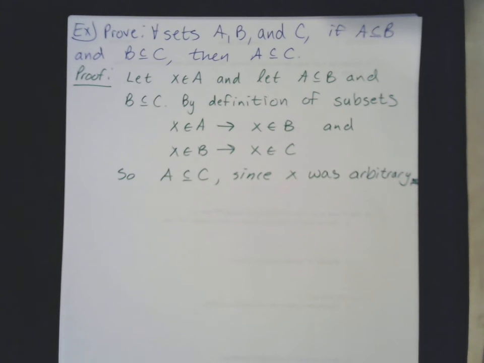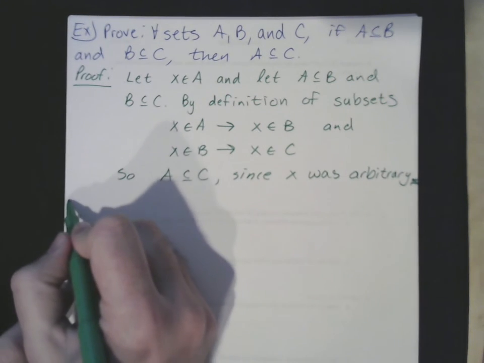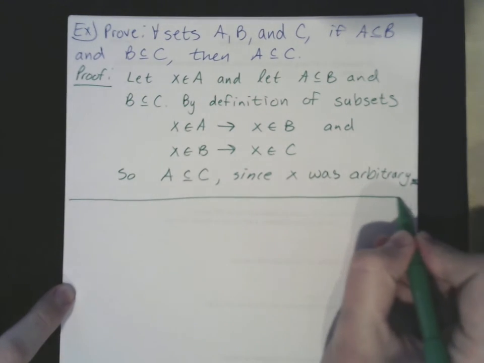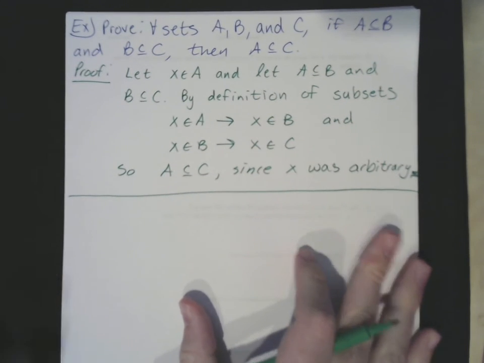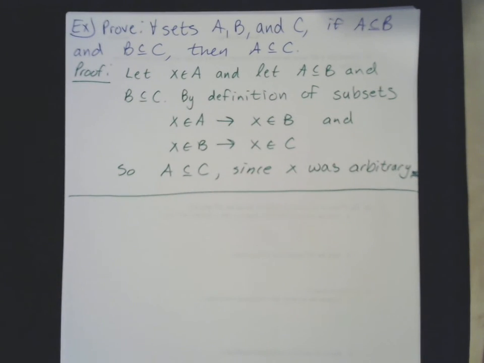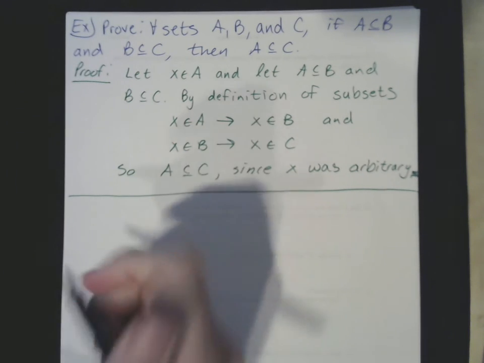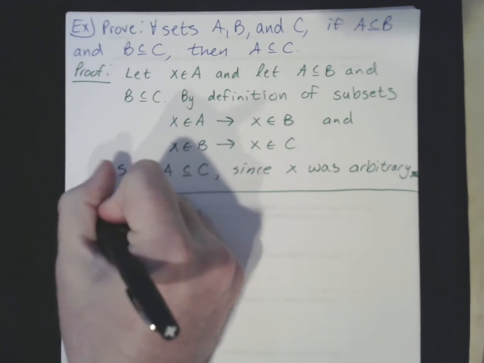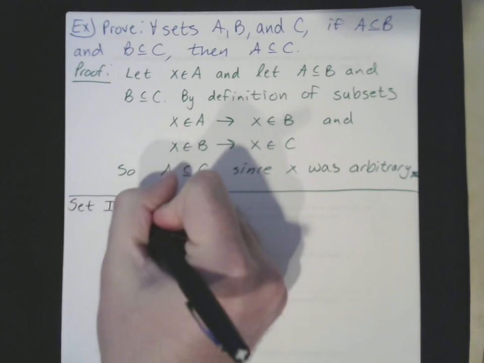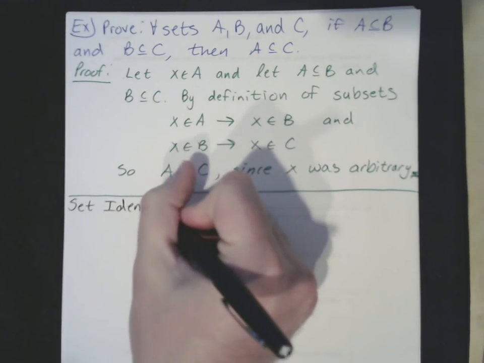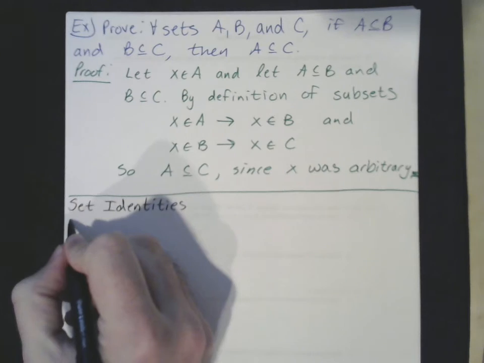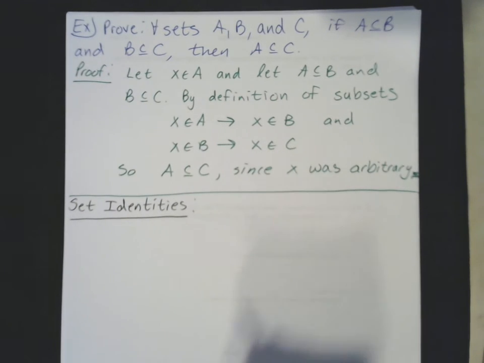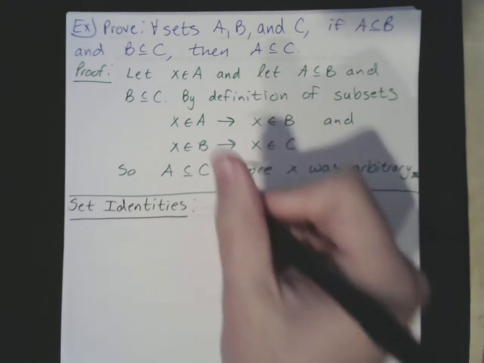And I believe the second relation, you may prove one or both parts of that in the homework. But it's a pretty straightforward proof just like these. And really what we want to get to is our set identities. So these are kind of the building blocks of our set identities, these three relations.